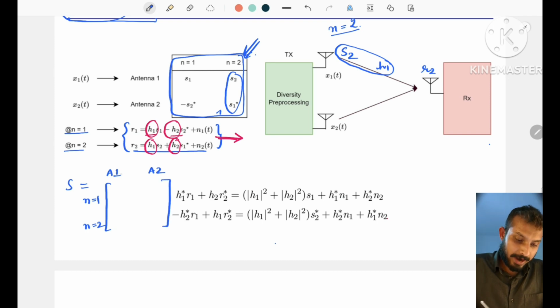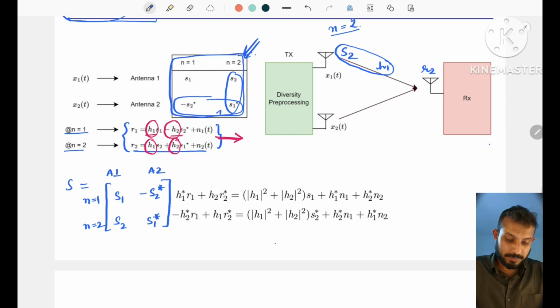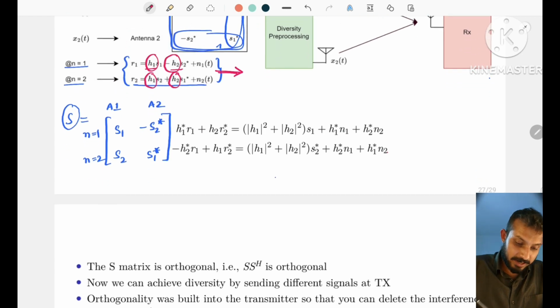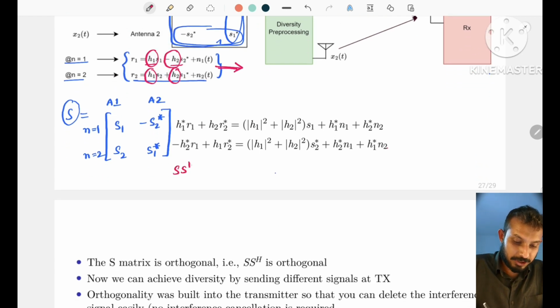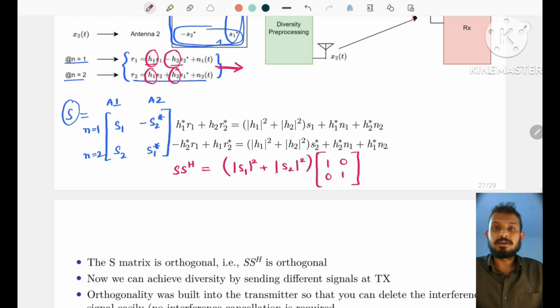So from antenna 1 at time 1, you are sending S1 and S2, and from antenna 2, you are sending this one, minus S2 conjugate and S1 conjugate. And this matrix S has a very special form, and that special form is that if you compute S Hermitian, so you will get mod S1 square plus mod S2 square times the identity matrix 1 0 0 1. So that means this S is basically orthogonal.